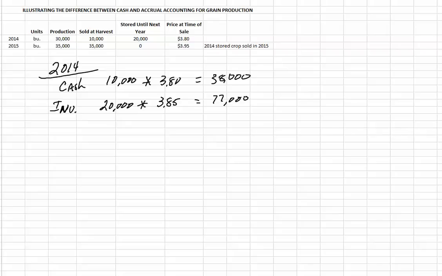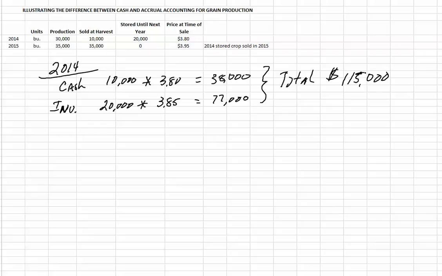So that is $77,000. Now remember, that's not a cash sale. That's just what that grain would be worth that day. Not what you think it's going to be worth later, but what it's worth that day. Okay? So when you take the cash sale and that inventory value, you get a total revenue of $115,000. And that would be recorded as revenue for the year 2014.